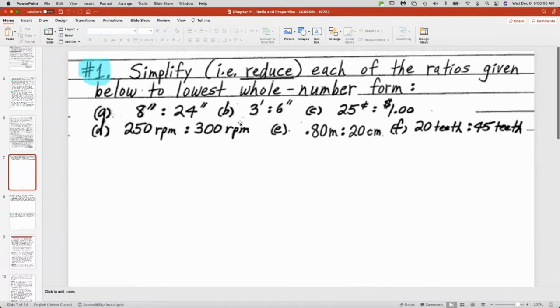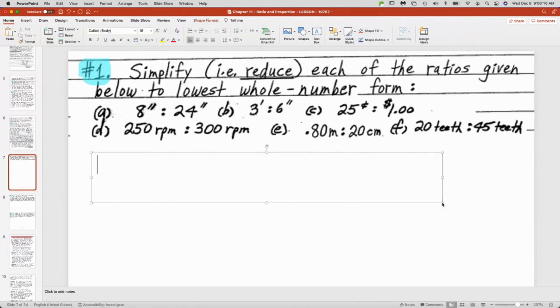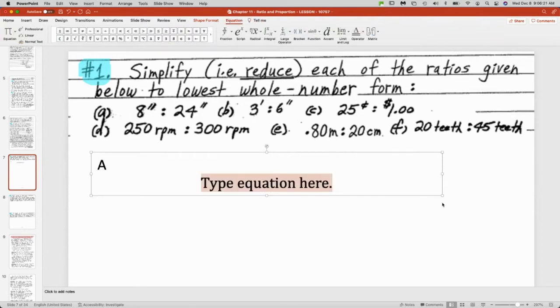So in this first example, we have simplify the ratios and write them in lowest whole number form. So we'll start with question A, and let's see how this goes. Question A says that we have 8 inches to 24 inches. What is the answer to this question? Anybody know, what do you think the answer would be? Final answer, what would it be?